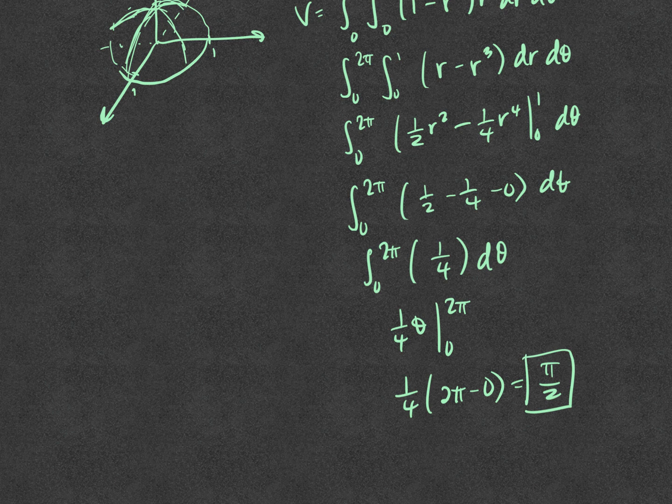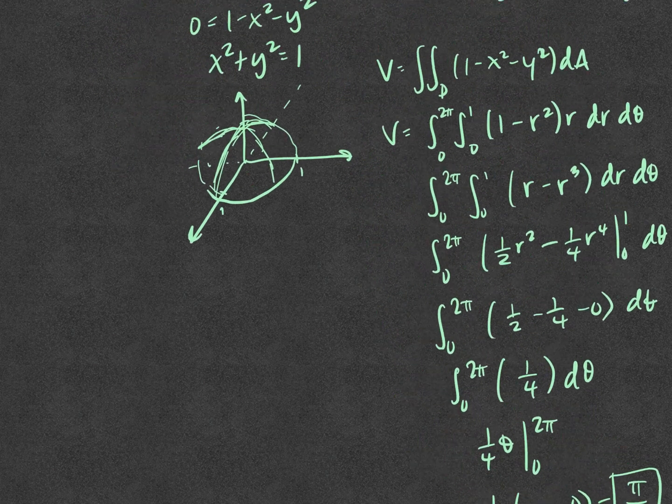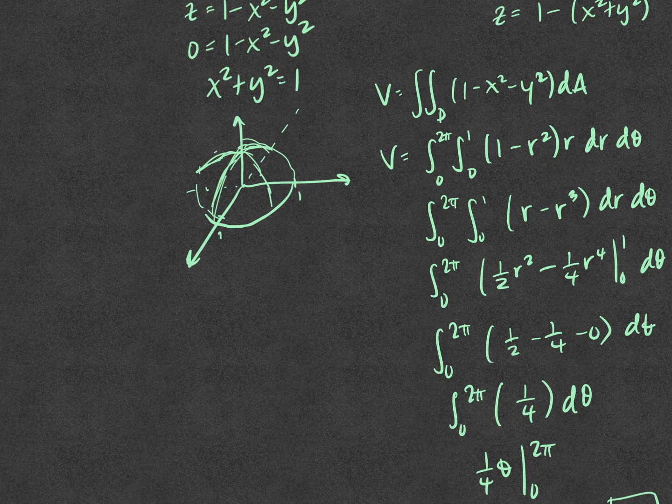Now, if we had done this in rectangular coordinates, it would be a terrible mess because we would have to do, I'm going to come back over here and just show you. The bounds would be, our bounds for x would be -1 to 1.